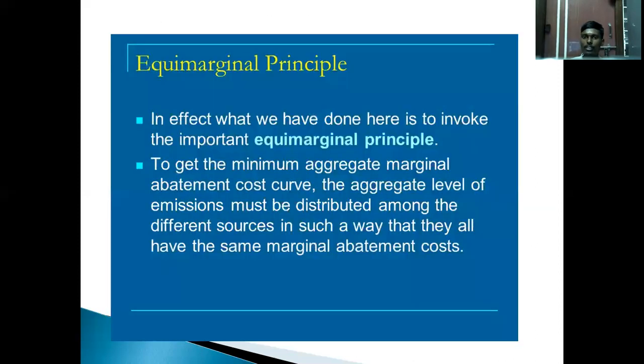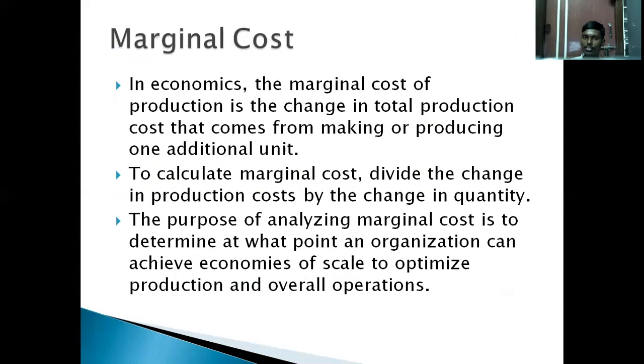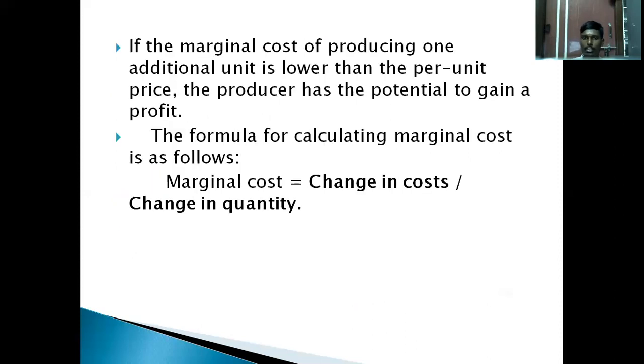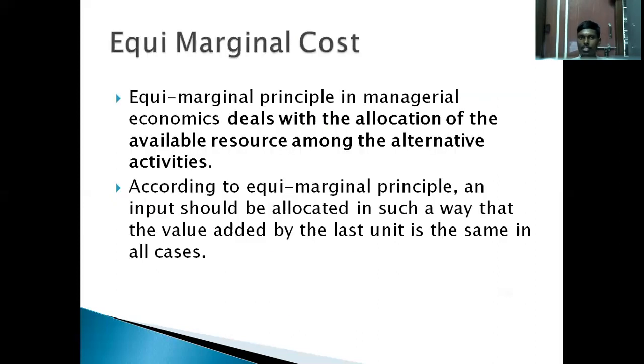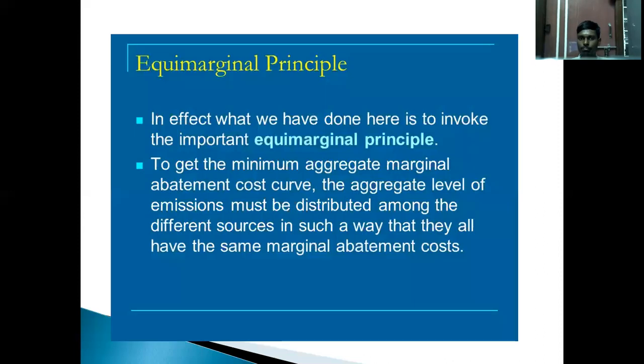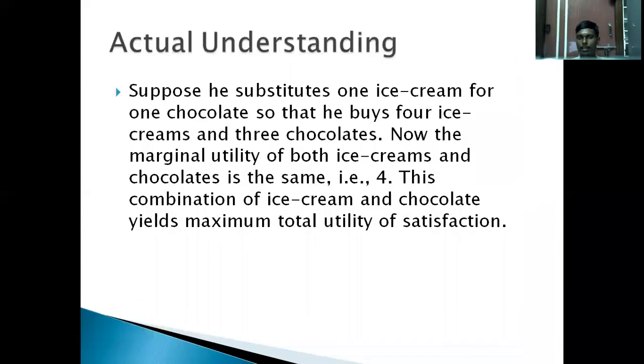So from the first onwards, let's recall all the points. What is marginal cost? Marginal cost of production is a change in total production cost that comes from making or producing one additional unit. The formula for calculating marginal cost is change in cost by change in quantity. These are characteristics. Equi-marginal cost definition. And this is an example. In this example, the final conclusion is if we sacrifice one thing, we can get another thing in the place of it.